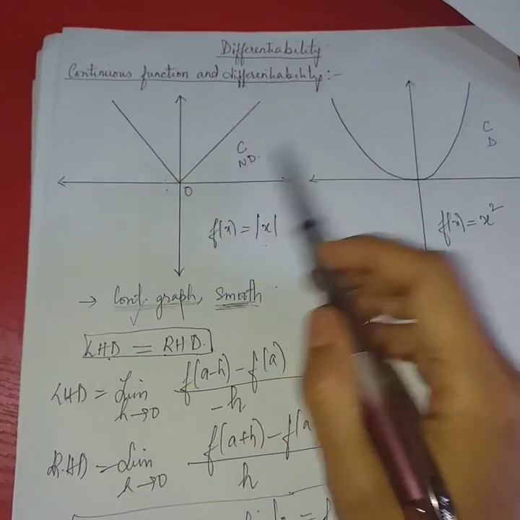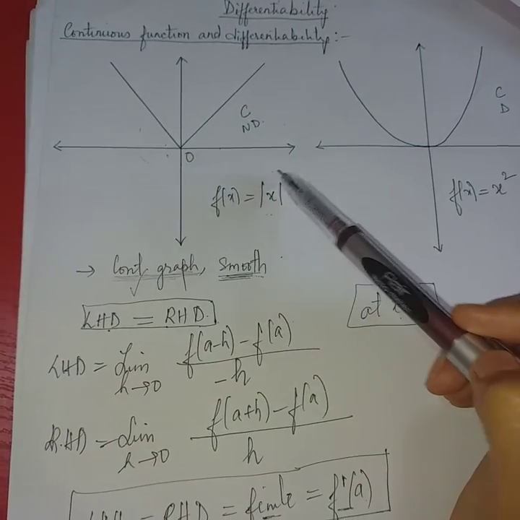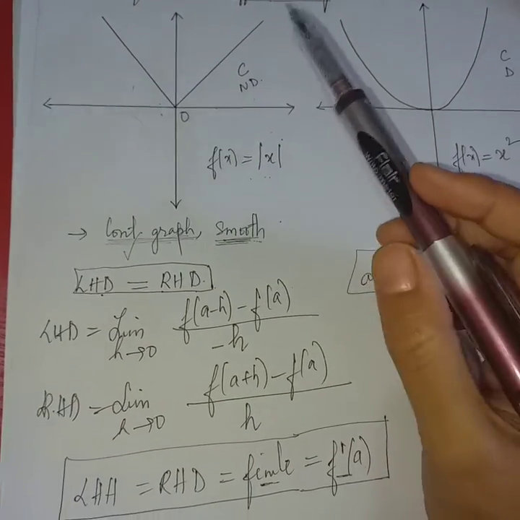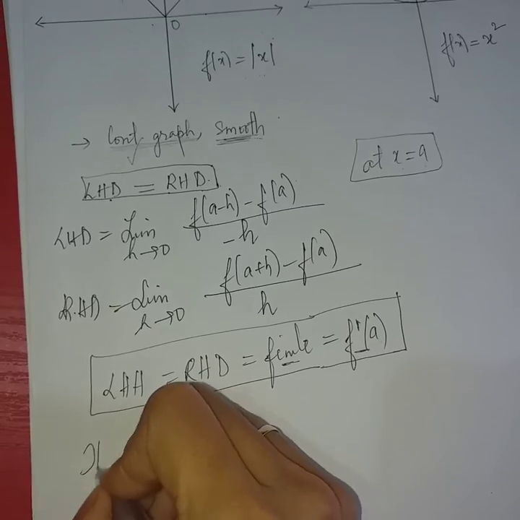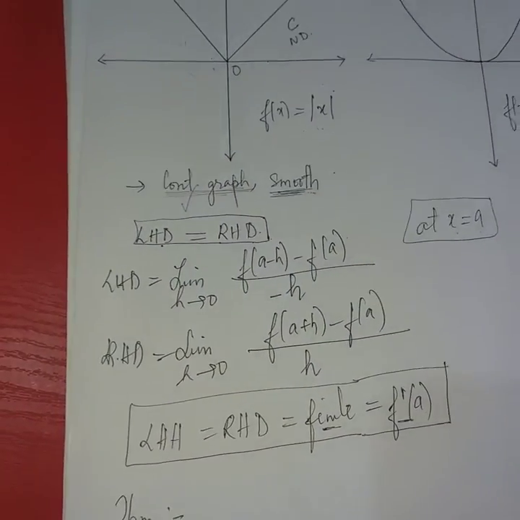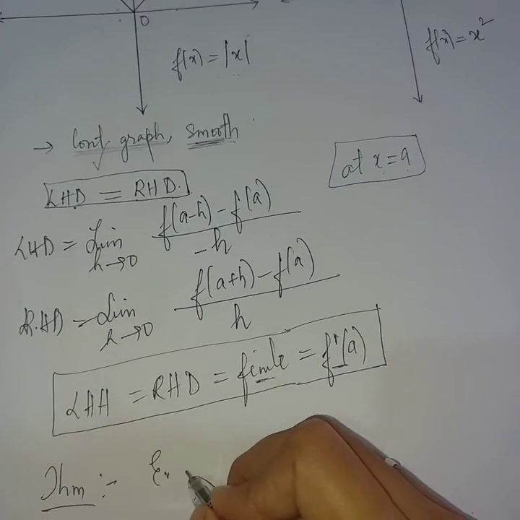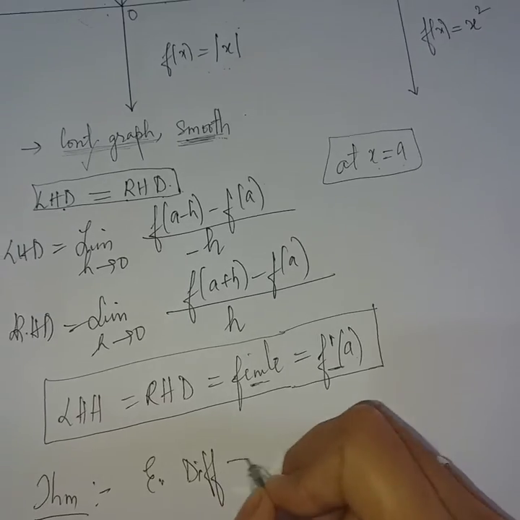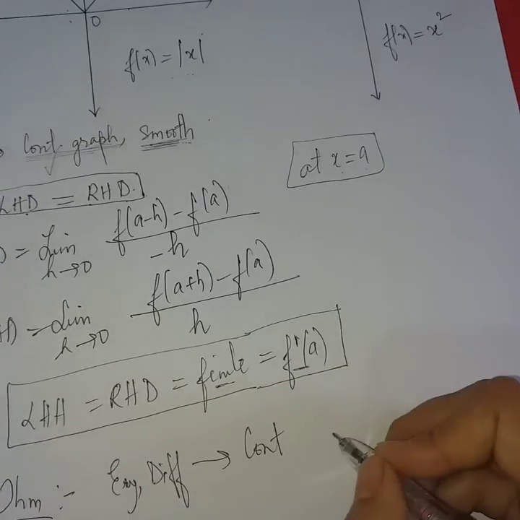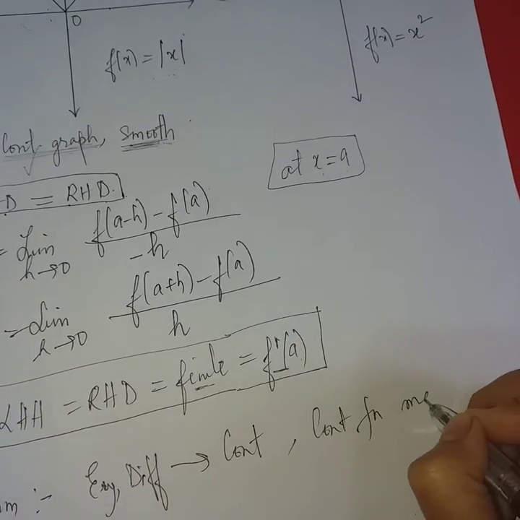So we have to remember this. With the help of these two graphs, we understood that every continuous function may not be differentiable. Here, clearly the modulus function is continuous but not differentiable. There is also a theorem that every differentiable function is continuous. That means every differentiable function will be continuous, but every continuous function may not be differentiable.